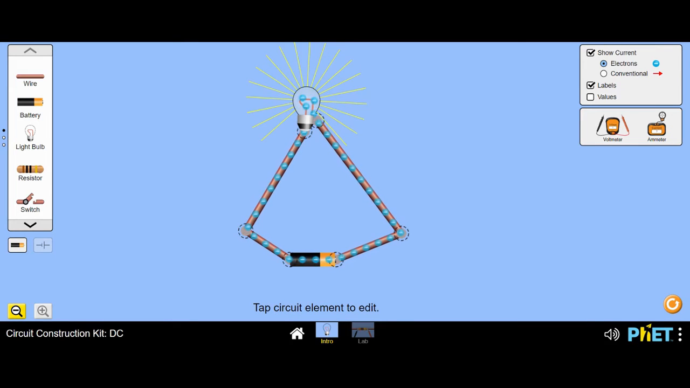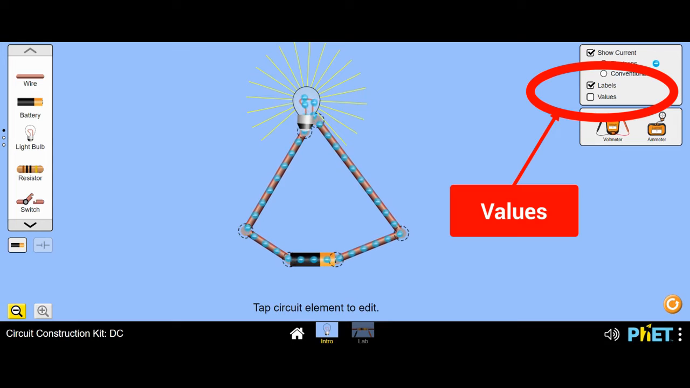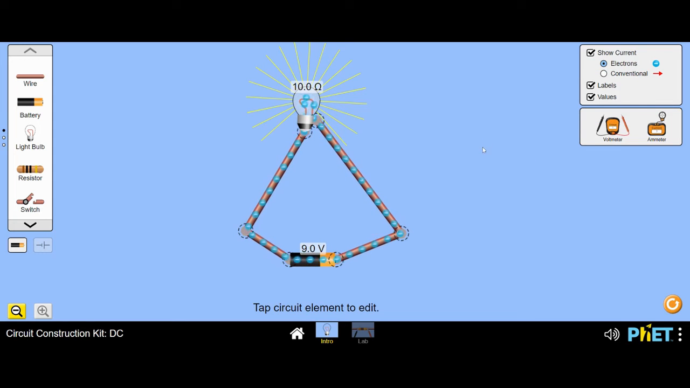But it helps to know some numerical values of what is going on. So you're going to want to come over here and select values. Make sure you select this values option. And now we have some values listed. So let's talk about what these values are.